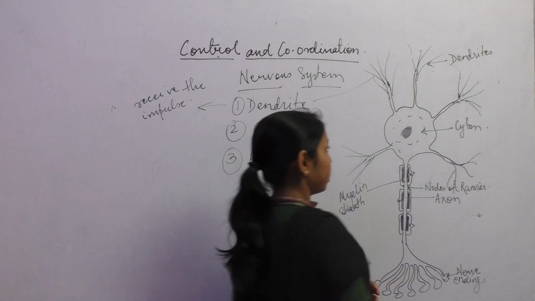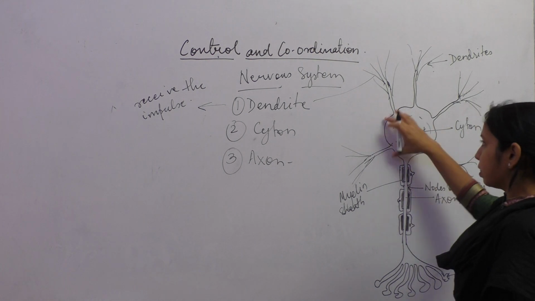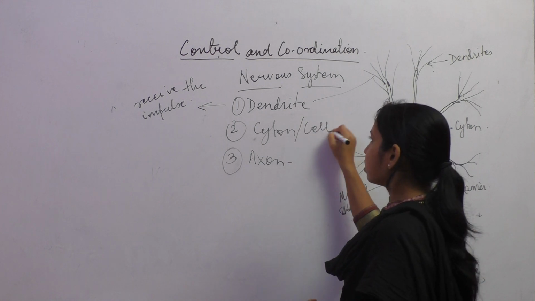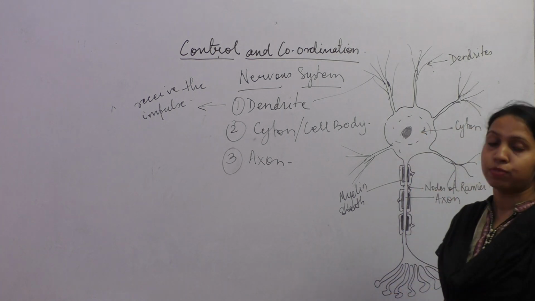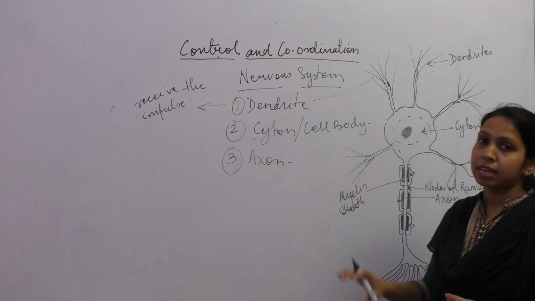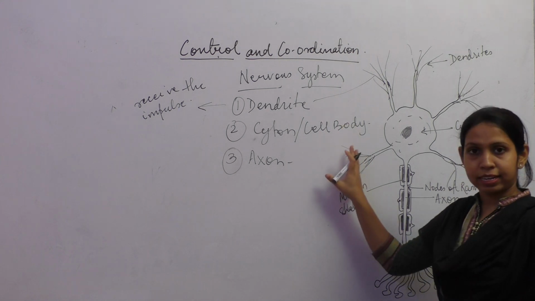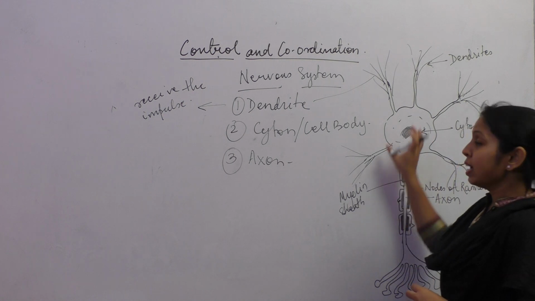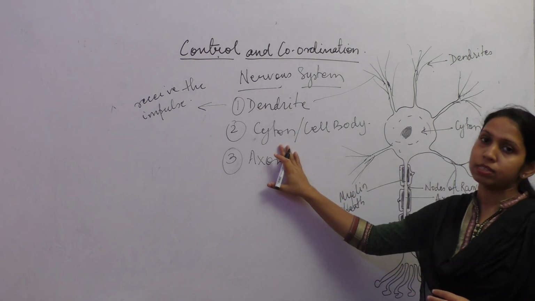And after receiving it, it is going to direct it towards the cyton. So you can see this part, the central part, this is called your cyton, otherwise also called your cell body. In this cyton only, you will find the presence of the nucleus and several other cell organelles. Since this cyton has the nucleus in it, it is said to control all the activities of this neuron. Whatever activities are being done by this neuron, the metabolic activities, conduction, everything is under the control of this cyton.